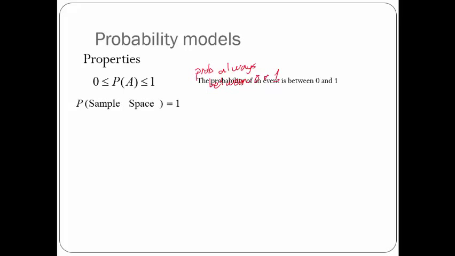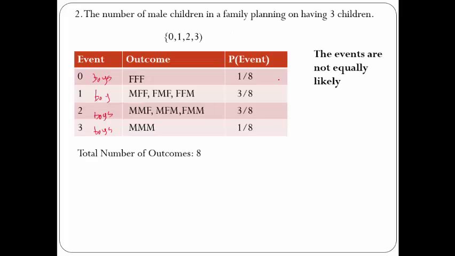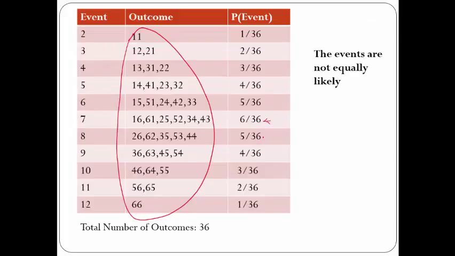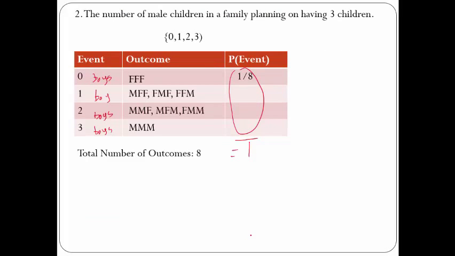Sample space, when you add up all the sample spaces, it should add up to be 1. Right? Look at this. Add those up. 1/8 plus 3/8 plus 3/8 plus 1/8. Add those up and it's equal to 1. If you go to the previous page, add all these up. 1 plus 2 plus 3, etc., etc. That adds up to be 1.